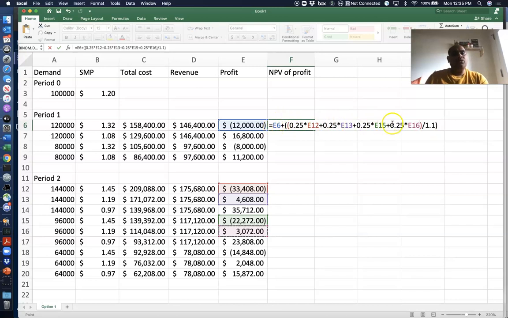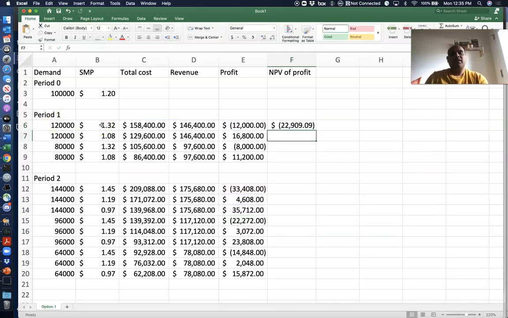So this in total will give you the net present value of profit if demand is 120,000 and spot market price is $1.32. And that is also a loss because there are huge losses. So we're considering these two numbers and these two numbers. So there are mostly only losses here. Similarly, does this work? Can I just copy this down this way?